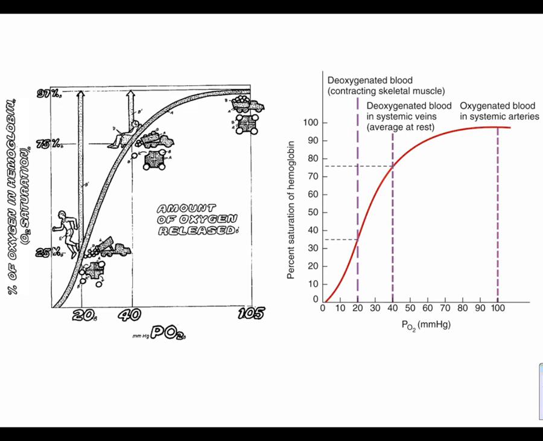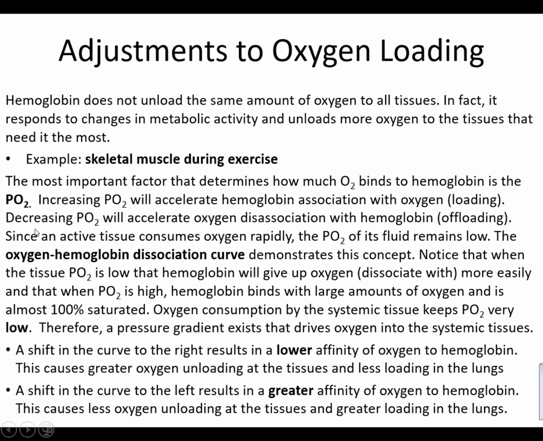Does that make sense? Now, there are several conditions that can cause the curve to shift this way or this way. A shift to the right is going to lower affinity. So there's less strength to the hold in our piggyback. This means that there's greater unloading and less loading. And then a greater affinity results from a shift left, which promotes loading but causes less unloading.